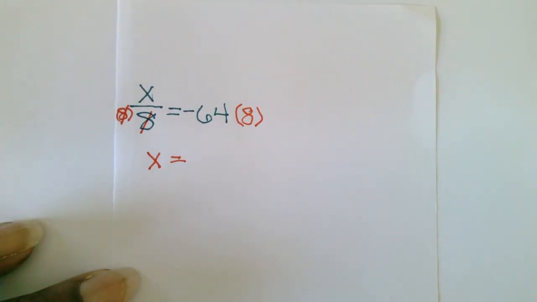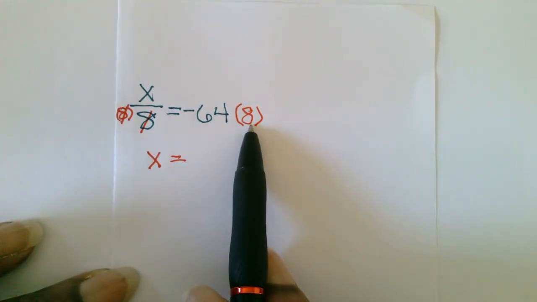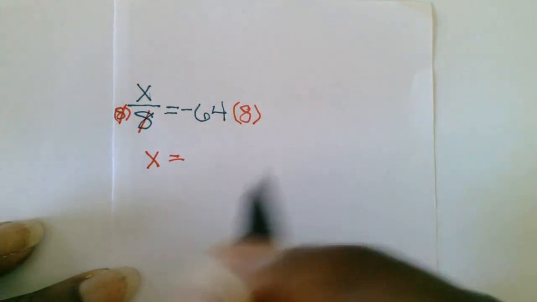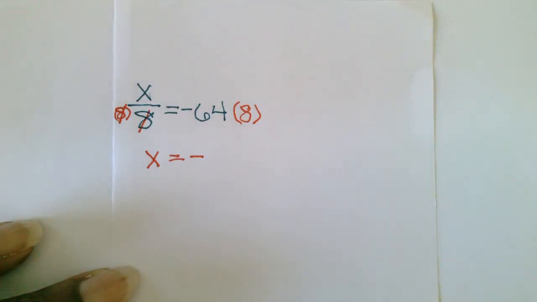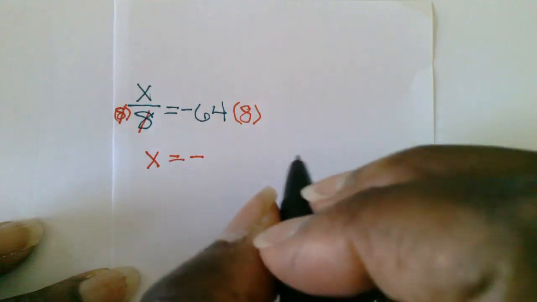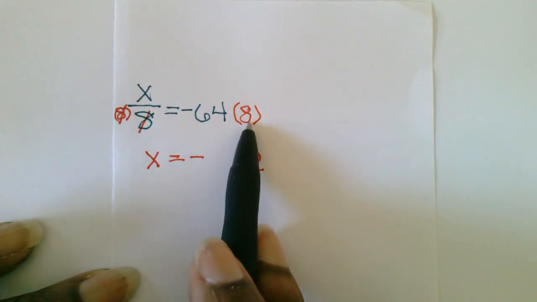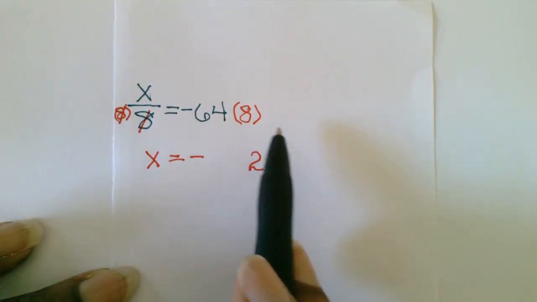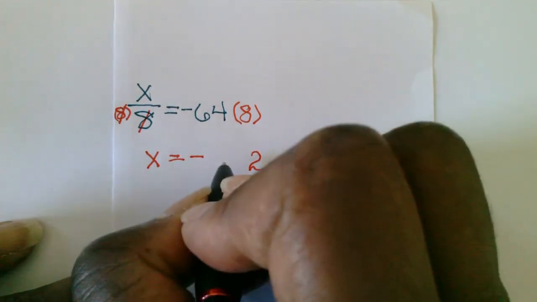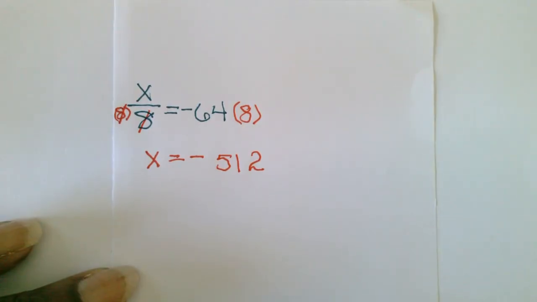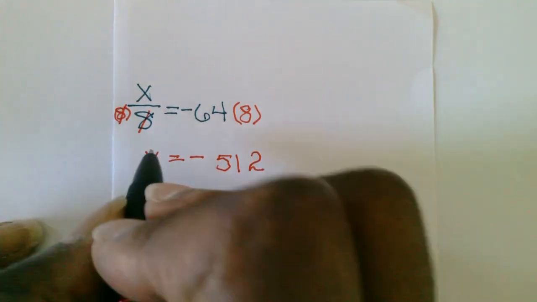Now we have to do a negative times a positive. When the signs are opposite, when you're multiplying or dividing, your answer is always going to be negative. Now we multiply. 8 times the 4 gives you 32. So take the 2, carry the 3. 8 times the 6 gives you 48, plus the 3 gives you 51. Yes, you did. Thank you. So x equals negative 520.